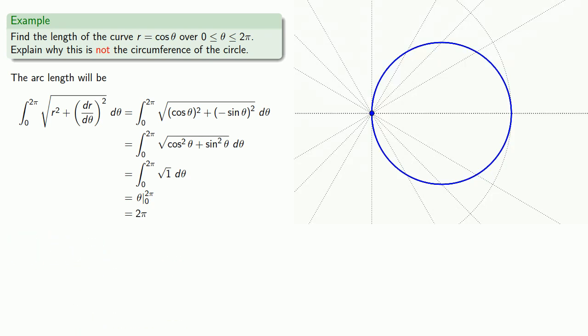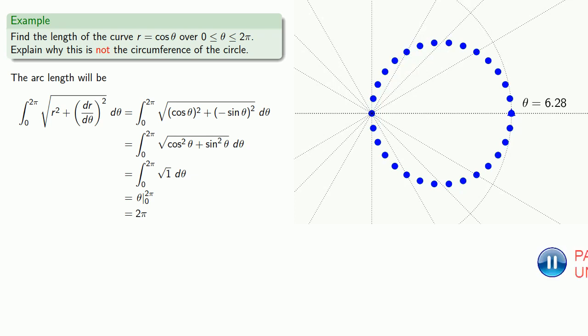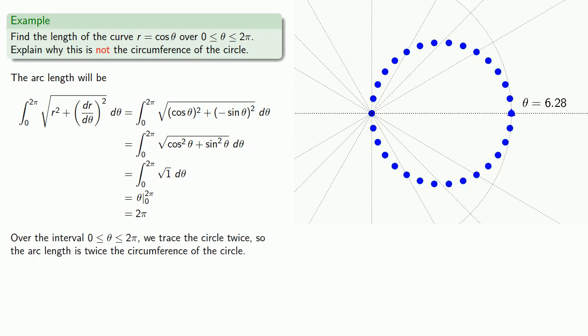To answer this question, we have to go back to the graph of r equals cosine theta over the interval between 0 and 2 pi. So let's take a closer look at the graph over this interval. And we see that if we graph r equals cosine theta over this interval, we actually trace the circle twice. So our arc length is twice the circumference of the circle. There's no contradiction here. Even though the graph is that of a circle, our curve traces the circle twice, and so we do get twice the circumference of the circle as our arc length.